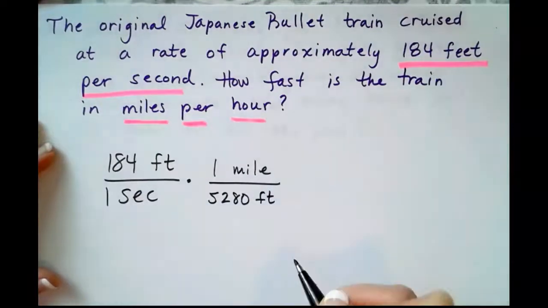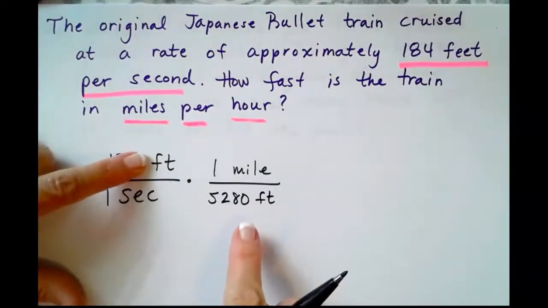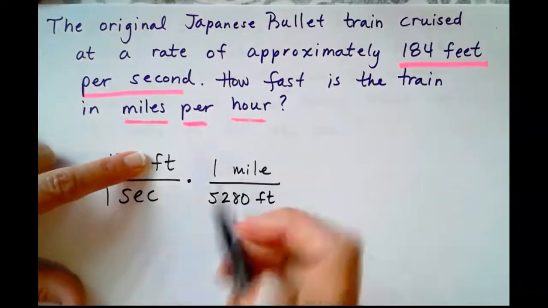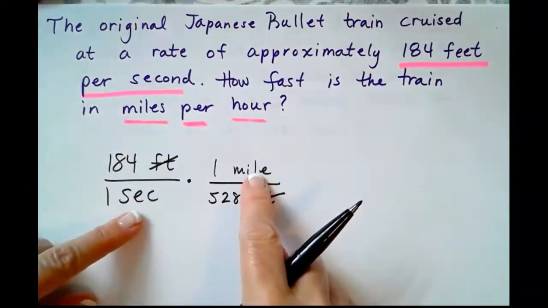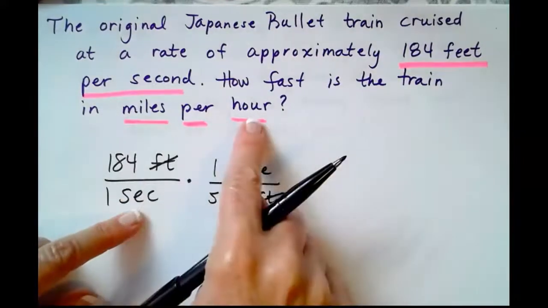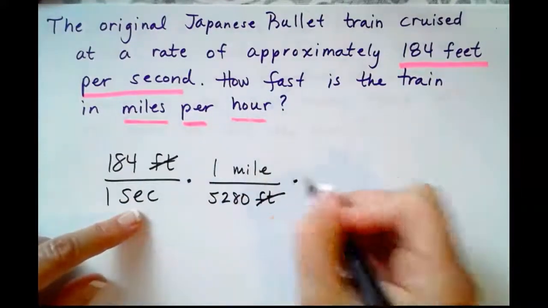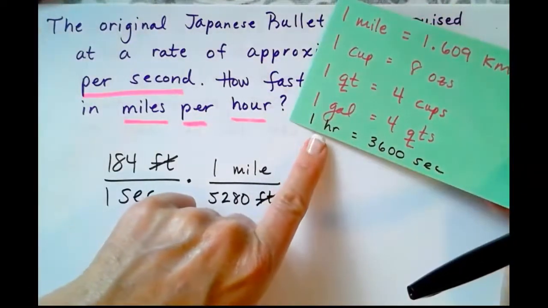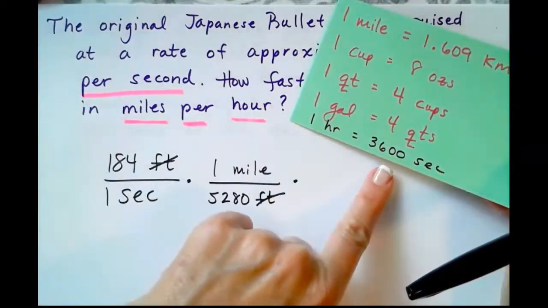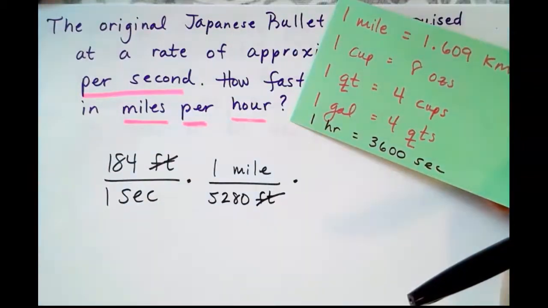5,280 feet. So now feet on the top, feet on the bottom, feet cancel. I've got miles per second. I don't want miles per second, I want miles per hour. Let's use our conversion chart again. We wrote it on the back. 1 hour is equal to 3,600 seconds.